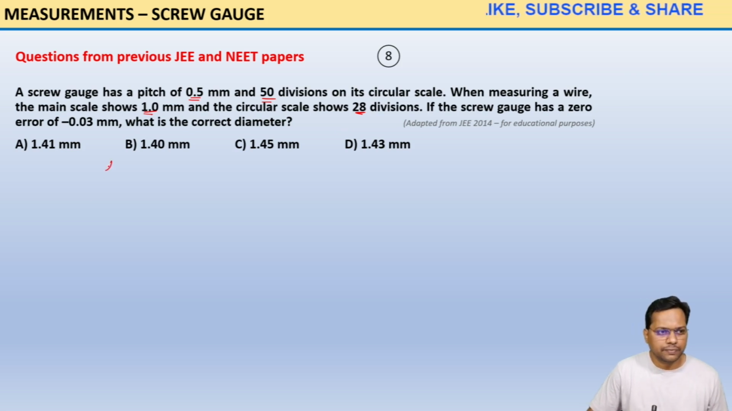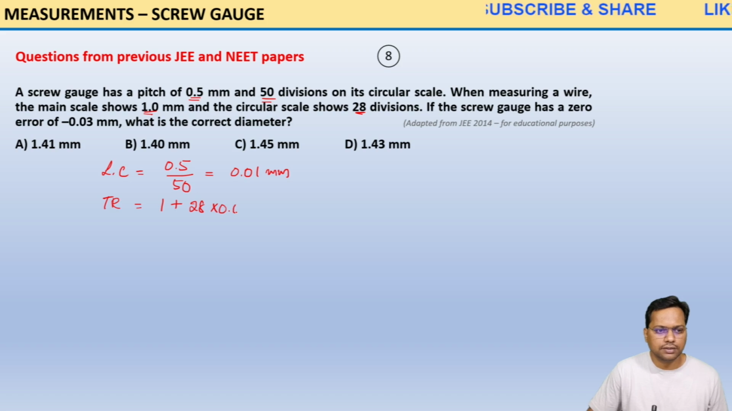Here for least count, the pitch is 0.5 and the number of head scale divisions is 50. Therefore the least count is 0.01 millimeter. Now we go for the total reading calculation. Total reading is equal to the main scale reading, that is 1, plus the circular scale division coinciding with the main scale reference line, that is 28, into the least count 0.01. So this gives you 1.28 millimeter.